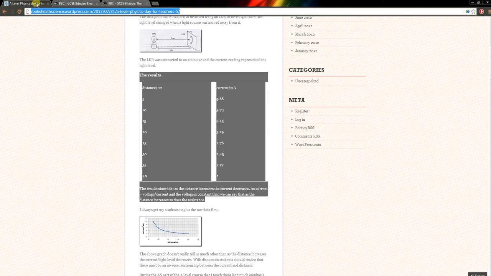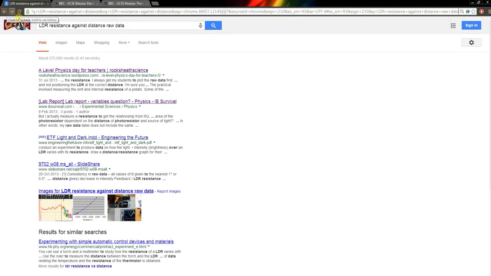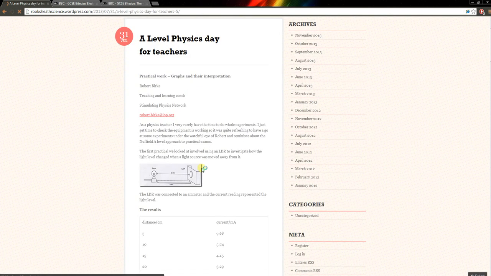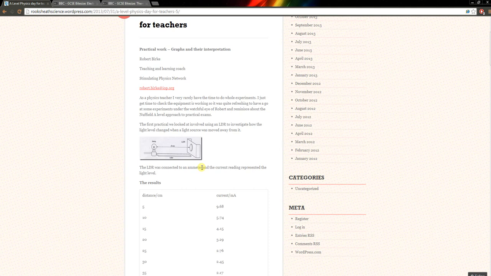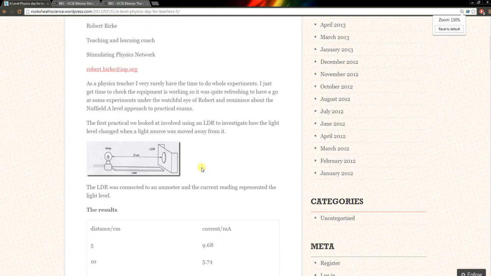Okay, so I was on Google. I was looking for something helpful, so here I searched for some raw data. LDR resistance against distance, and I found some A-level results. And after reading through carefully, here we go. We looked at their experiment. Their experiment is extremely similar, in fact exactly the same as the one I did.